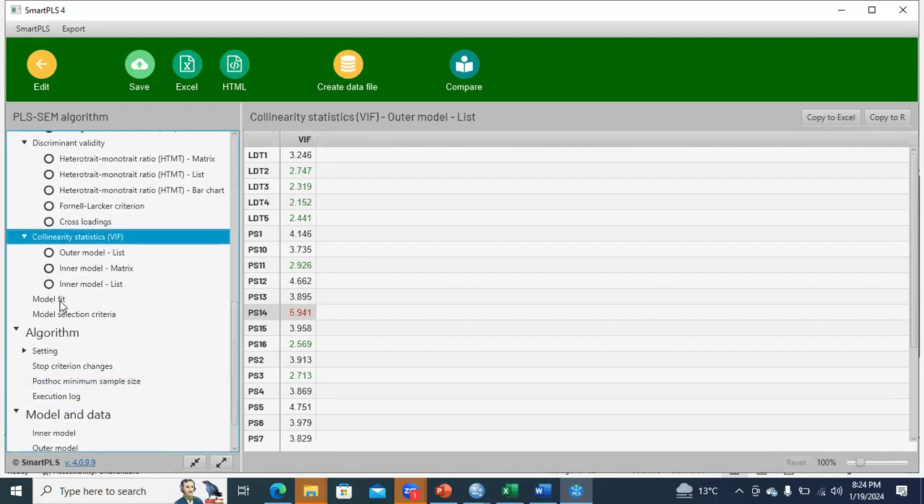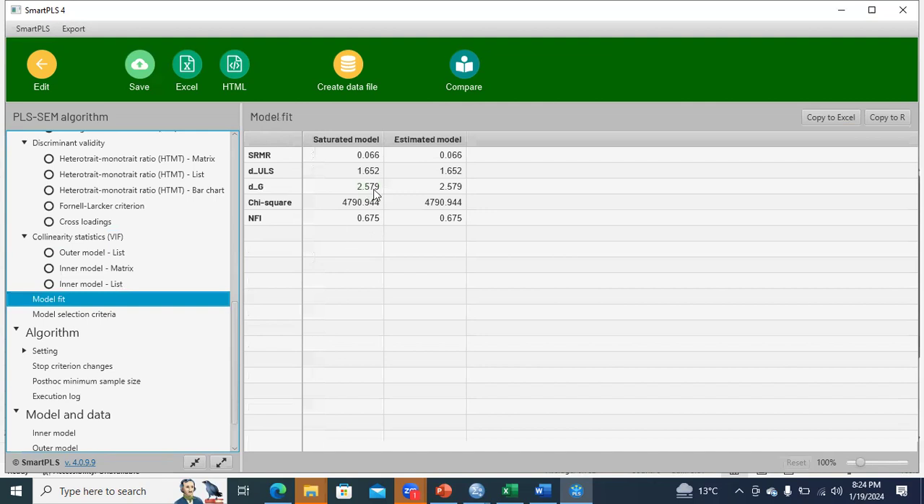Then we need to see the model fit. It indicates SRMR for saturated model and estimated model. Saturated model means a standard model by Smart PLS, while the estimated model means the model which is estimated based on our data.